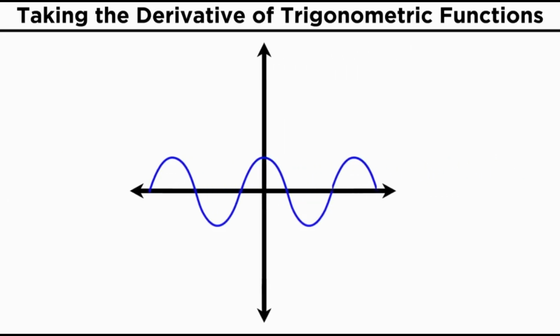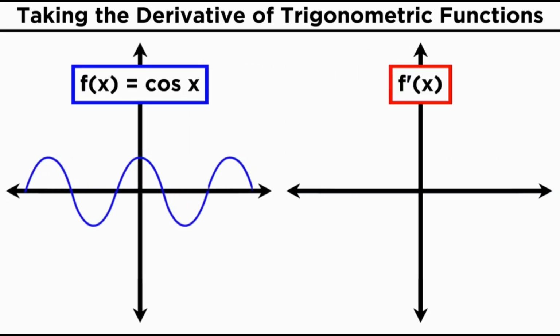What if we now try to take the derivative of cosine x? Well, let's apply the same logic that we just used, finding where the derivative must equal 0, and the places where it must equal +1 and -1. And we end up with this.